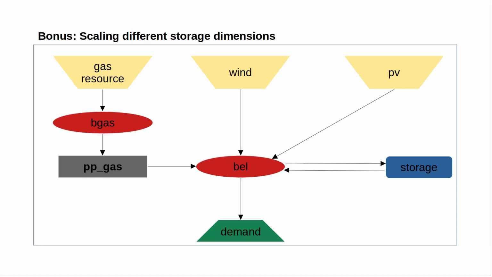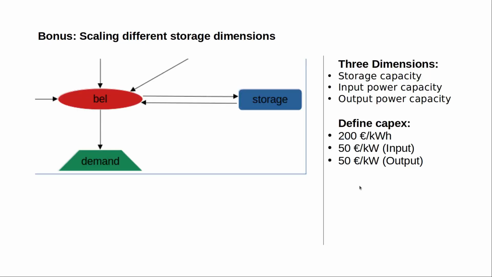So, as a bonus question, let's turn to the question of how we can scale the different storage dimensions. If we zoom in a bit, we see that storage is not just one size. Storage actually consists of 3 different dimensions: the storage capacity, the input power capacity, and the output power capacity. Meaning, if you imagine it like a building or a tank, how large is the tank? How large is the pump which pumps the energy into the tank, and how large is the pump which pumps the energy out of the tank?